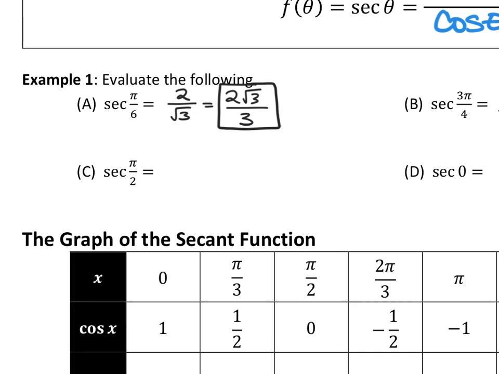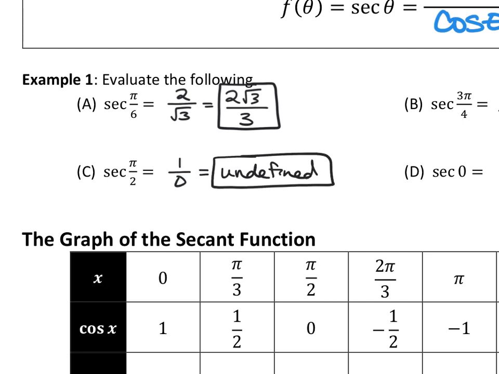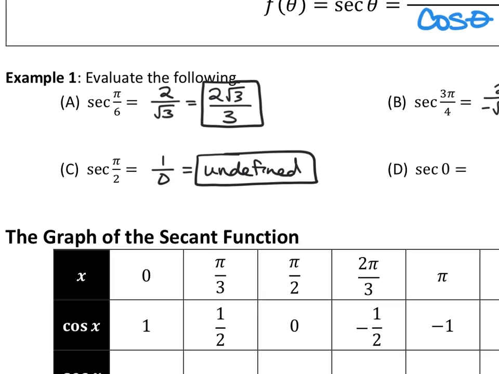For question C, again, go on your unit circle to pi over 2. And I want that first coordinate. Well, the first coordinate there is 0. That means that this is 1 over 0. If you are dividing by 0, that is undefined. So the reciprocal of 0 is undefined and vice versa. So at secant of pi over 2, there's going to be an undefined value. If you think back to rational functions, that means that we will eventually see a vertical asymptote appearing at pi over 2.